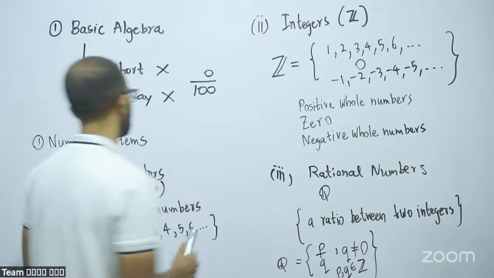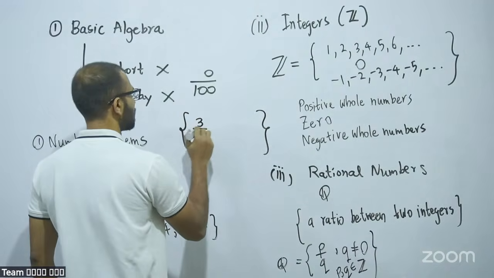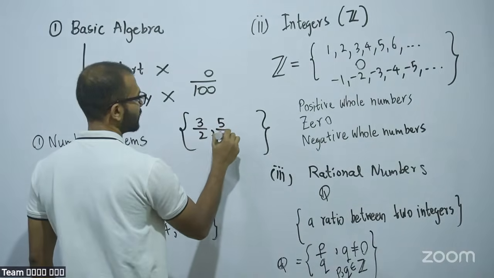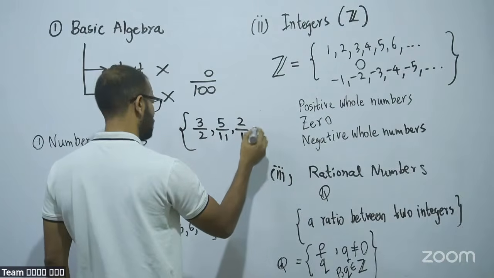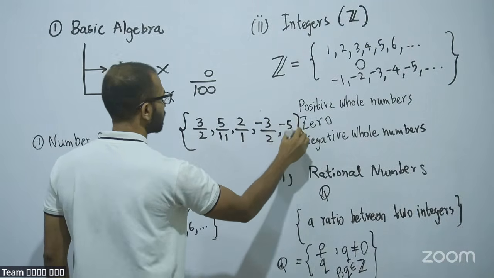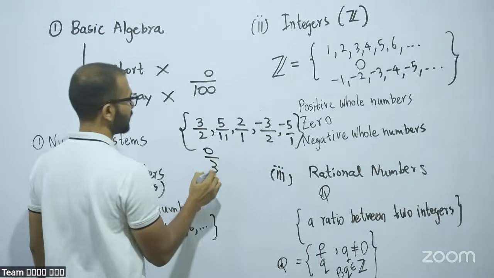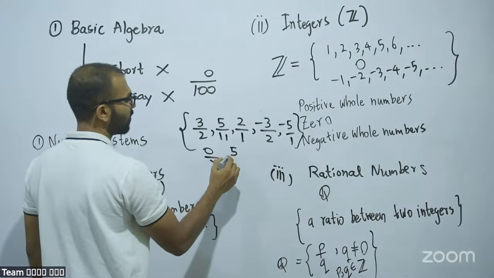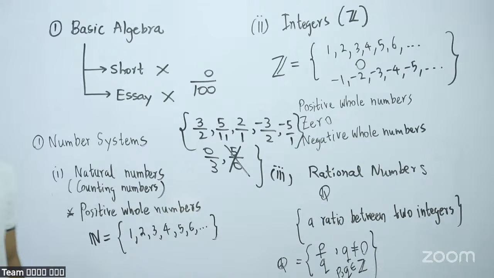Make sure you write some examples. What are the examples we can write? Examples of rational numbers are 3 over 2, 5 over 11, 2 over 1, which is actually 2, a natural number, minus 3 over 2, minus 5 over 1. See, we can add 0 over 3, but we cannot add 5 over 0. No, we can't add. Right? Okay?